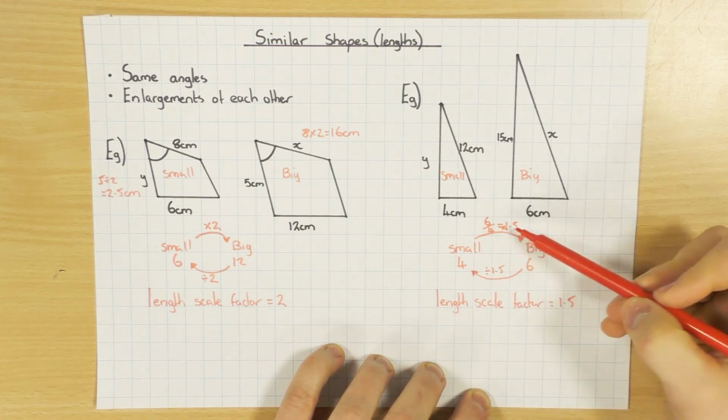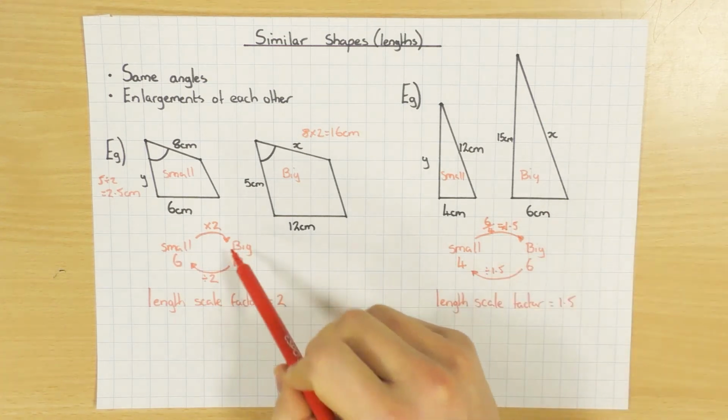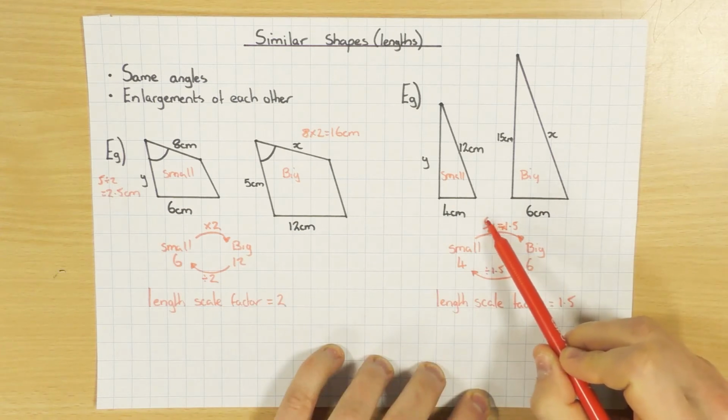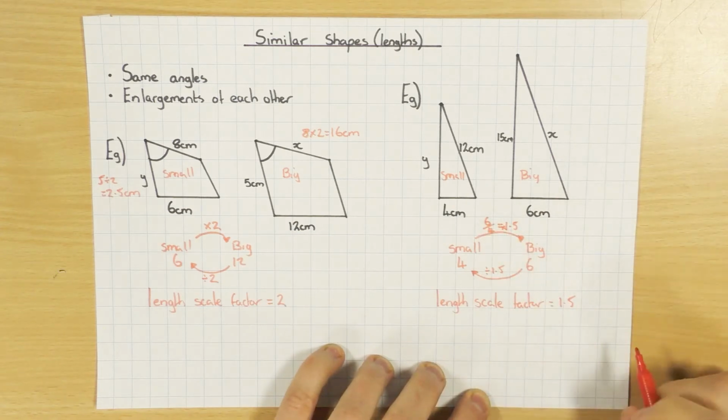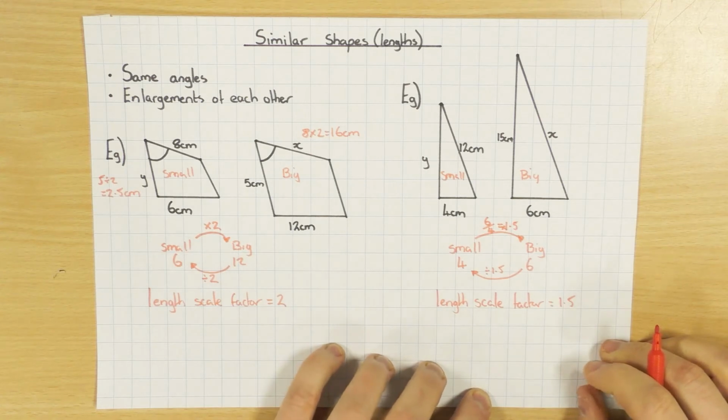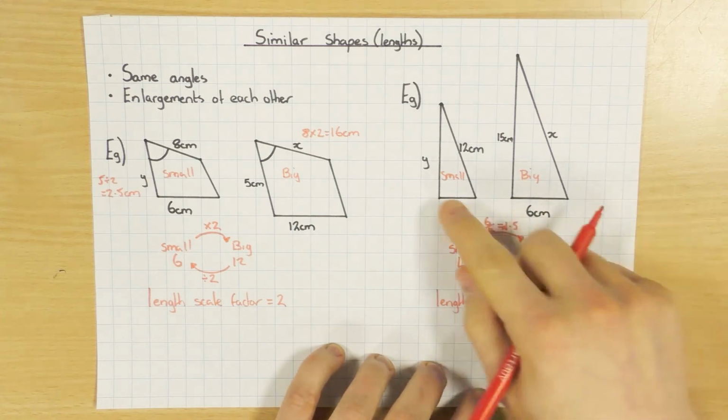Okay, so that's how you can work out the scale factor if it's not quite as obvious as twice as big. Just take the big value, divide it by the small value, and then you can work out what that scale factor is. Once you've got that, you can then apply it to the rest of them.